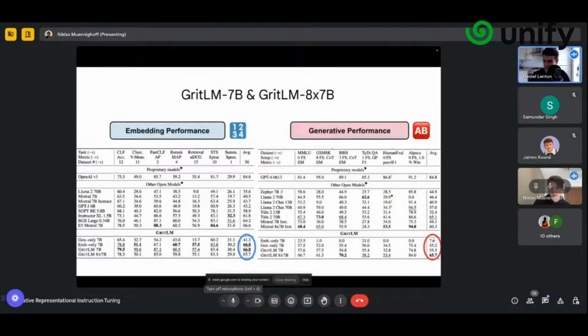Cool. And one more point here. So the Gen-only 7B and the GRITLM 7B are the same. They're based off the same Mistral 7B model. So this is the main comparison. And of course, the larger model, which has more parameters, is expected to be much better than the Gen-only and the 7B one.